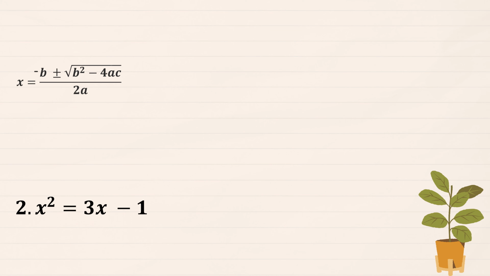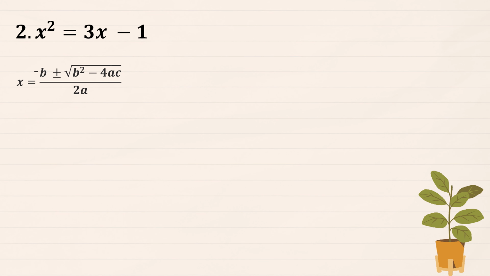So let us answer example number 2: x squared equals 3x minus 1. This is not yet in its standard form, so we need to transform it. The 3x will be transposed, and the negative 1 will also be transposed and become positive 1. So x squared minus 3x plus 1 is equal to 0. For that, our a is positive 1, our b is negative 3, and our c is positive 1.